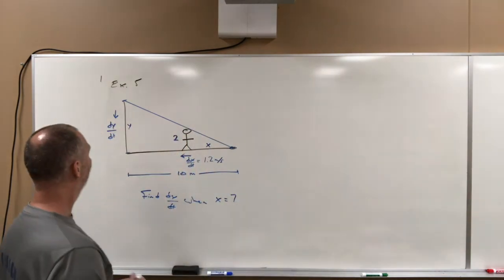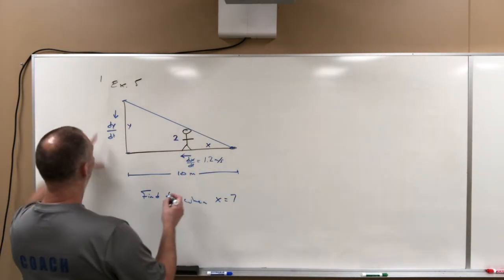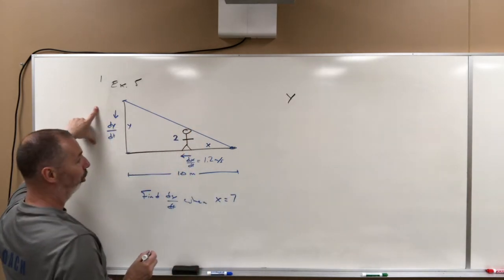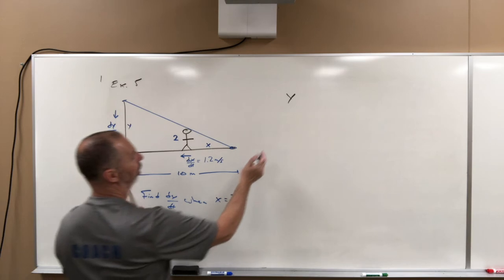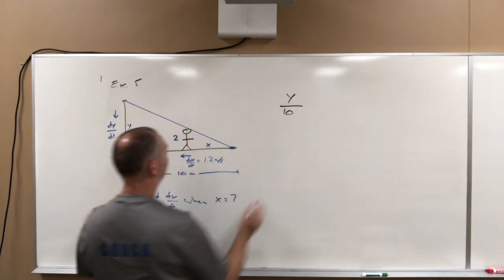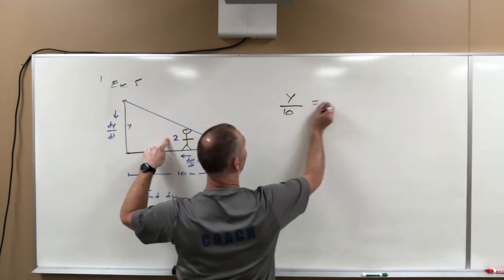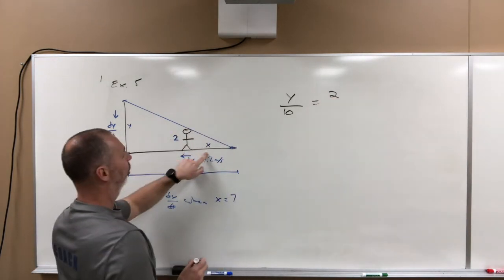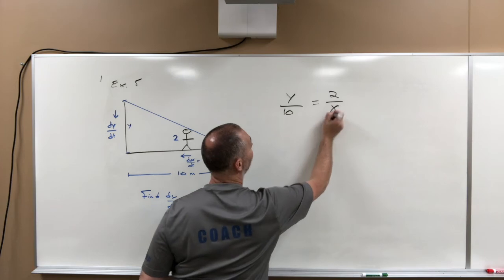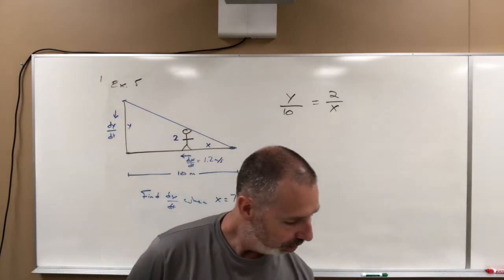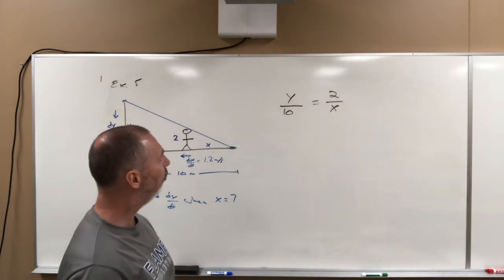So let's do that, okay? If we set up our similar triangle ratios, we have our y, the vertical side over the horizontal side, equals the smaller triangle, the vertical side over the horizontal side. There we go. There's our formula. y over 10 equals 2 over x.